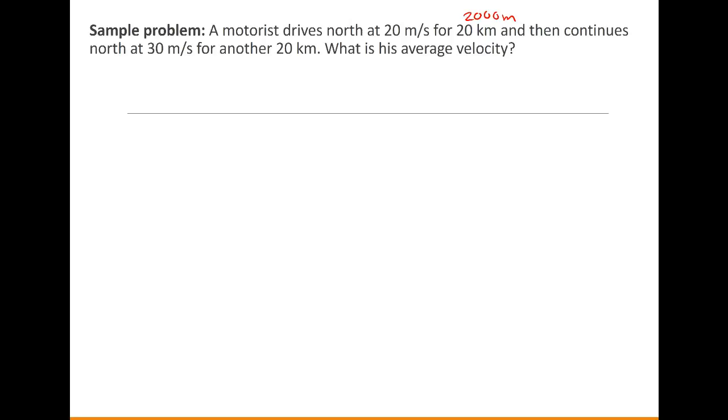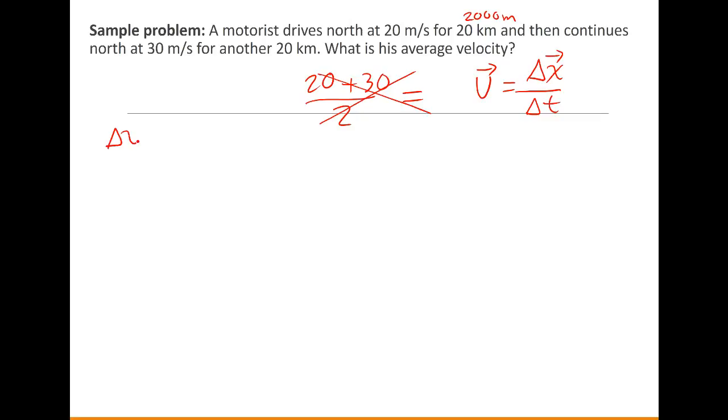Well, you might think that you can just take 20 plus 30 and add them up and divide by 2 to get the average velocity. But that's not correct because average velocity is total displacement over total time. And in order to solve that, we need to find what this total displacement is and the total time. So displacement is easy. It's just 20 plus 20 or 40 kilometers. And we'll put a plus sign to indicate direction.